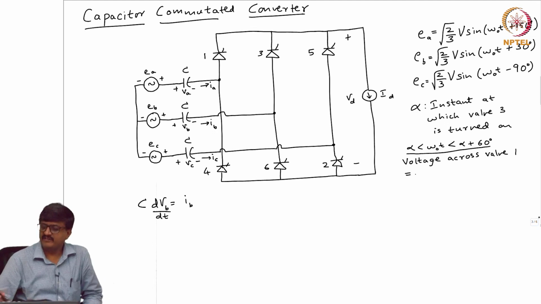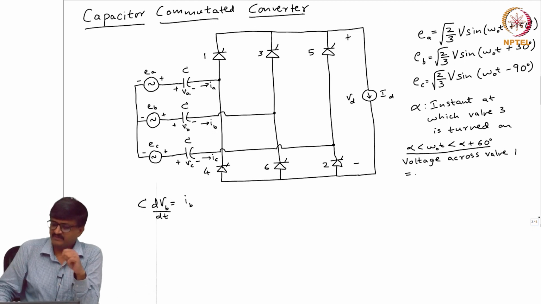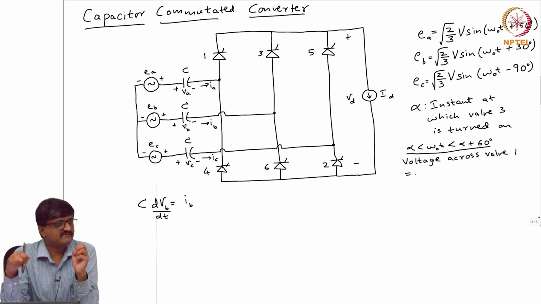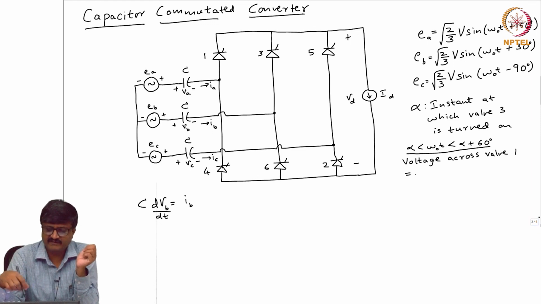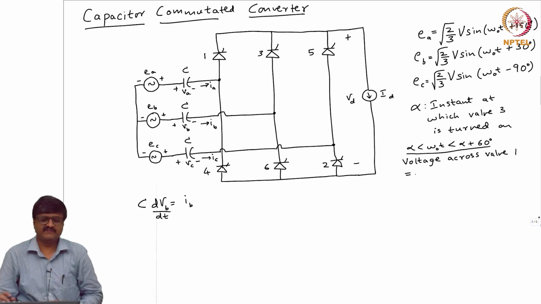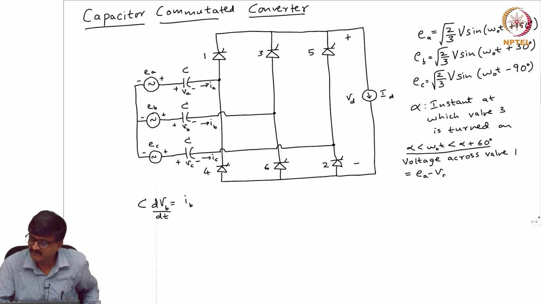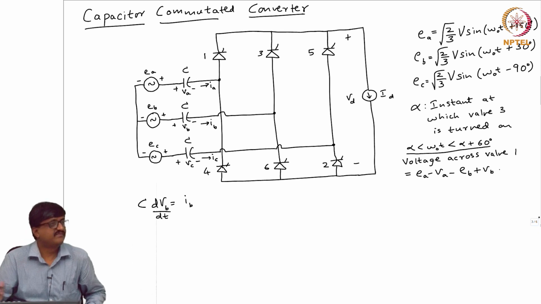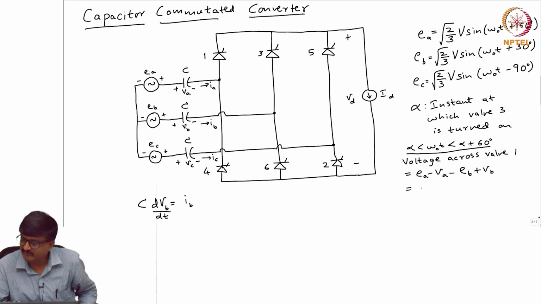So, we can try to get the expression for voltage across valve 1 from the circuit. So, alpha to alpha plus 60 means valve 3 is conducting. So, it is irrelevant whether valve 2 conducts or not, valve 3 is conducting. So, by Kirchhoff's voltage law, valve 1 is not conducting, it has stopped conducting. So, the voltage across valve 1 is EA minus VA minus EB plus VB.